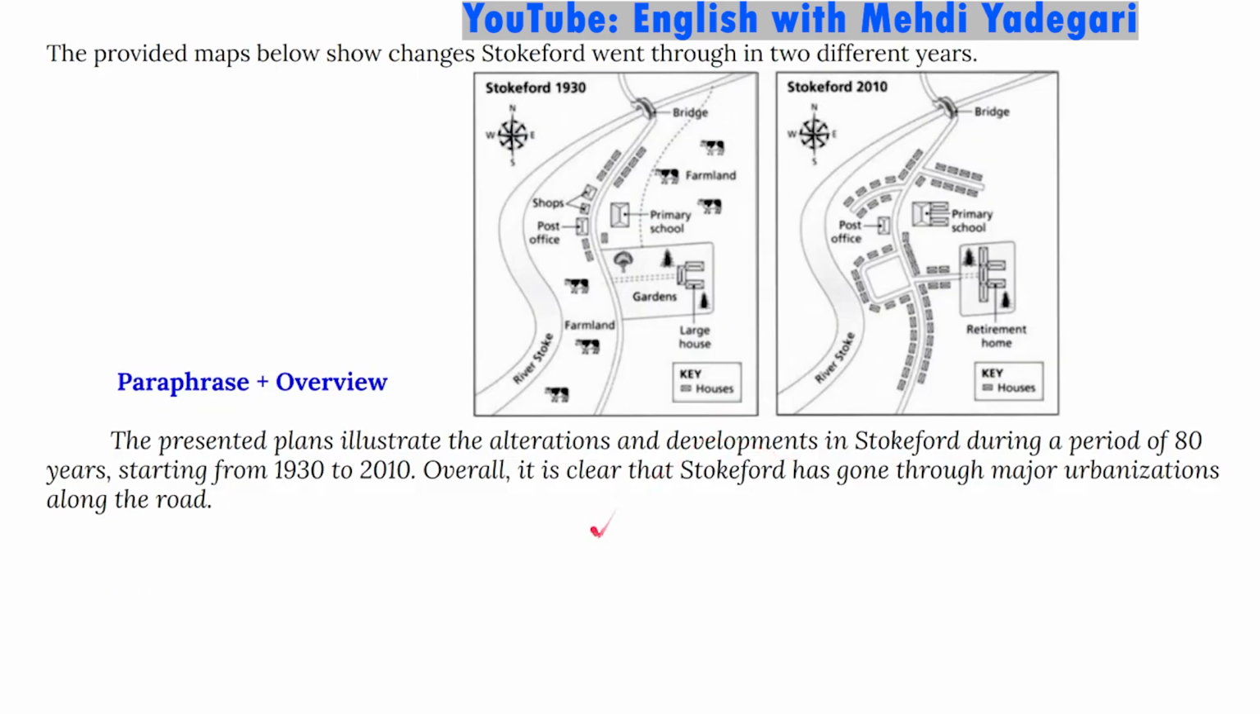And after that, in the same paragraph, we write the overview. Overall, it is clear that Stokeford has gone through major urbanization along the road. So what has happened here? As an example, I have chosen to mention the process of urbanization along the road, since you see that there are many more houses constructed along the road and here than what it used to be in 1930. But does it mean it is the only thing that we can write about? No, you can write about anything else.